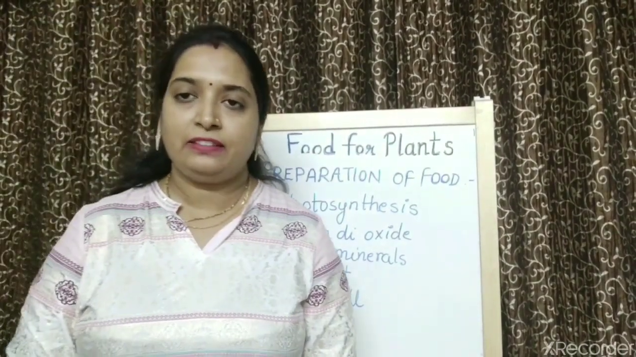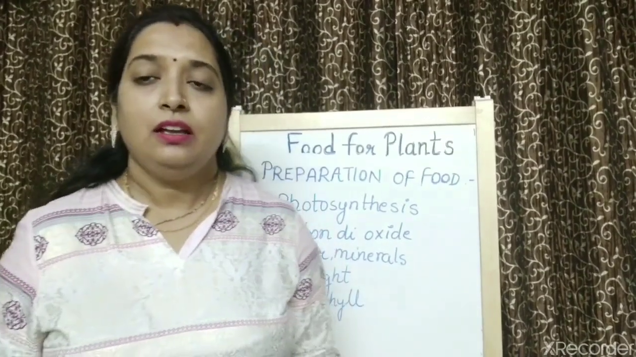So let's discuss it one by one. First, if I ask you about water and minerals, from where do plants get water and minerals, children? Children, you have studied about different parts of the plant. So which part of the plant absorbs water and minerals? Right, root part of the plant absorbs water and minerals from the soil. So in the process of photosynthesis, plants absorb water and minerals from the soil through root. Right? So first thing is done.